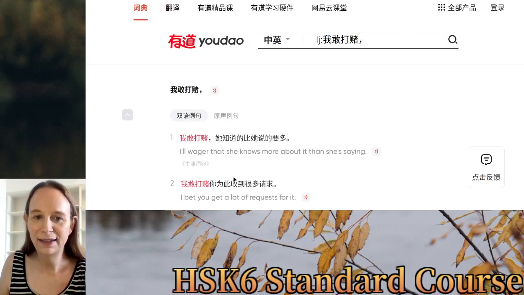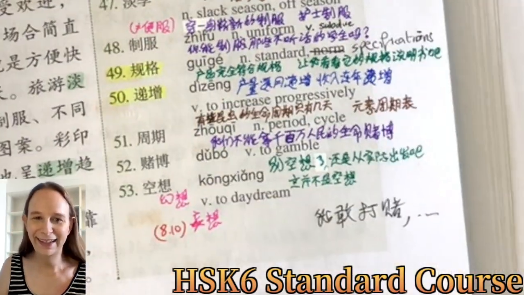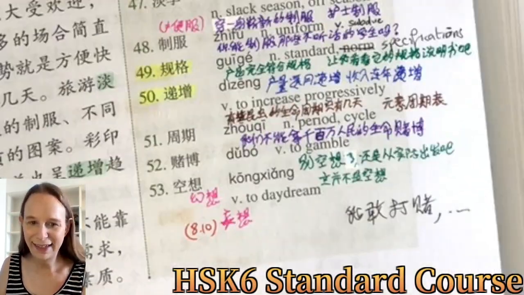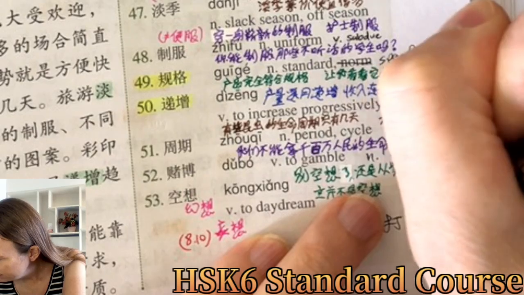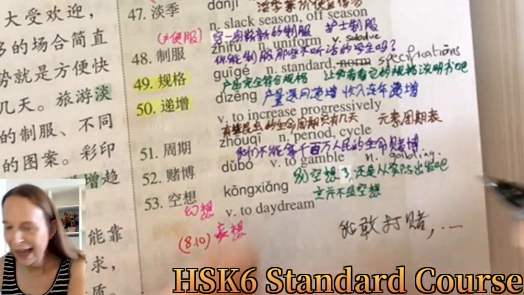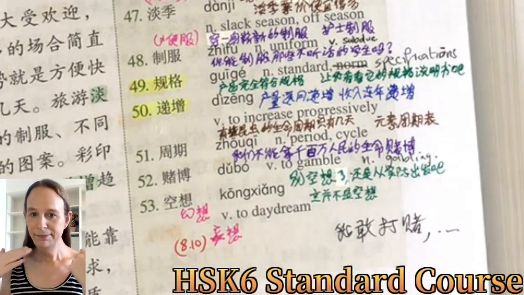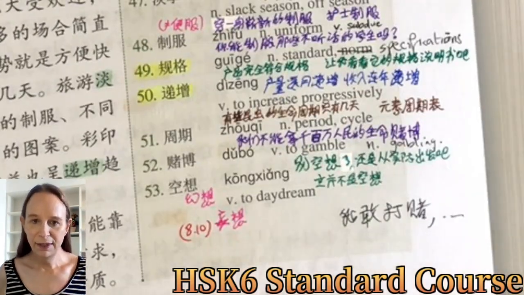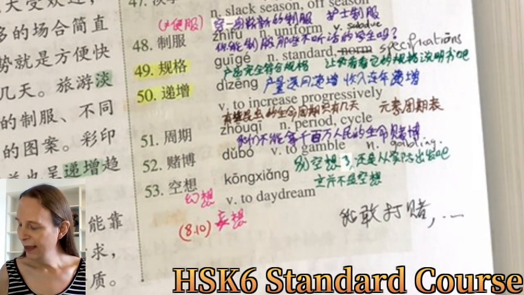So anyway, 赌博. 赌博 is a word we're learning. I think it's also a noun meaning gambling. I'm going to add it. Like as in the gambling industry, that's gambling, the concept. Okay. 空想. Yeah, to daydream.